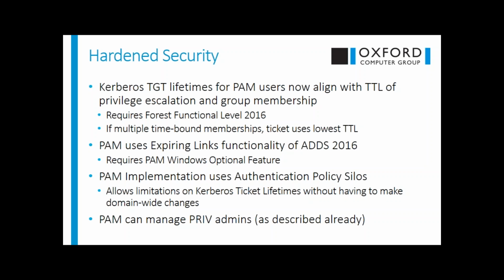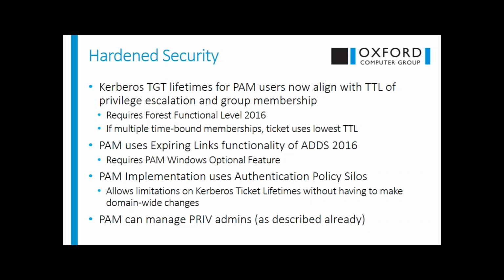It works, and the whole group membership thing works by using a new function in AD DS, that's Active Directory 2016, the expiring links functionality. This means you can create a member link, in other words a member reference, with a time to live. So you say this person is a member of the group with a time to live of 30 minutes. You'll need the PAM, the Privileged Access Management Windows optional feature to do this, but it's basically an enhancement.